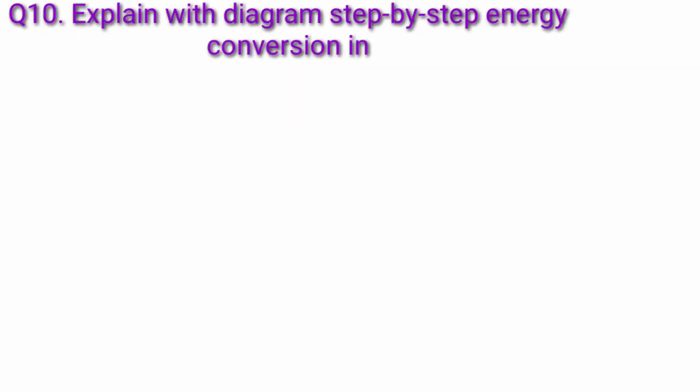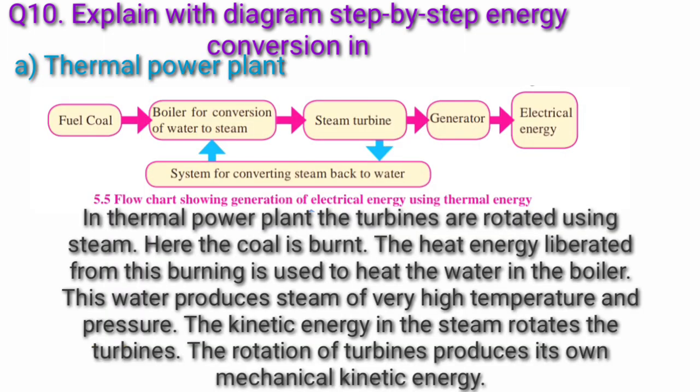Question 10. Explain with a diagram step by step energy conversion in a thermal power plant. Answer. In a thermal power plant, the turbines are rotated using steam. Here the coal is burnt. The heat energy liberated from this burning is used to heat the water in the boiler. This water produces steam of very high temperature and pressure.